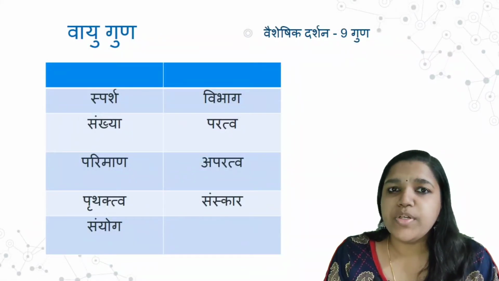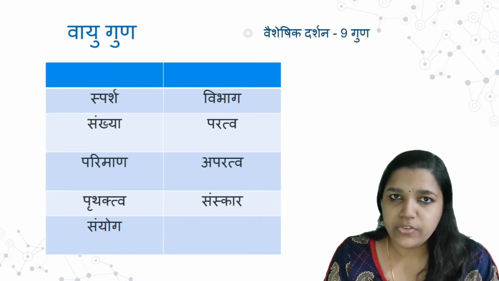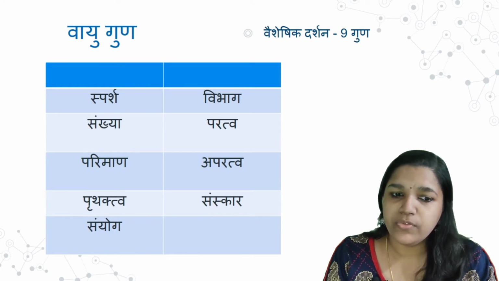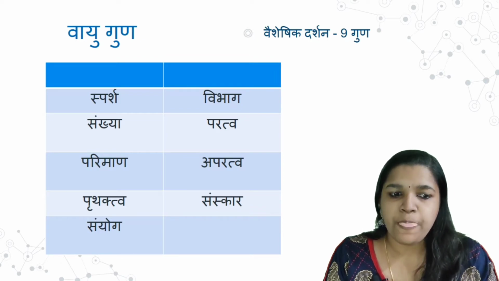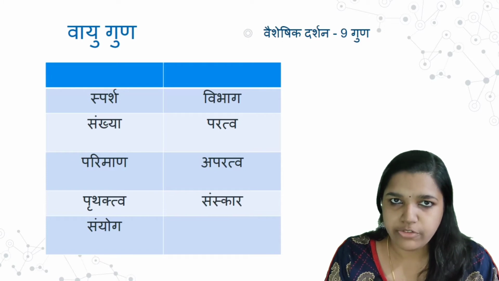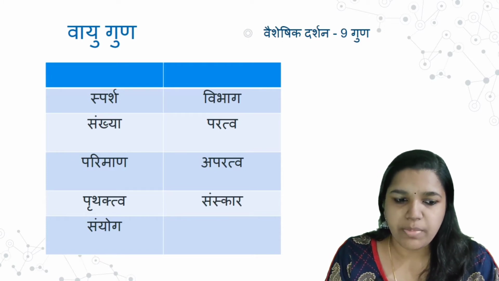Vayu Guna. As per Vaisheshika Darshana, 9 gunas have been mentioned. They are Sparsha, Sankhya, Parimana, Prithakva, Samyoga, Vibhaga, Paratva, Aparatva and Samskara. Sparsha is the Vishesha Guna of Vayu Mahabhuta, and Sankhya and Parimana are the measurements.